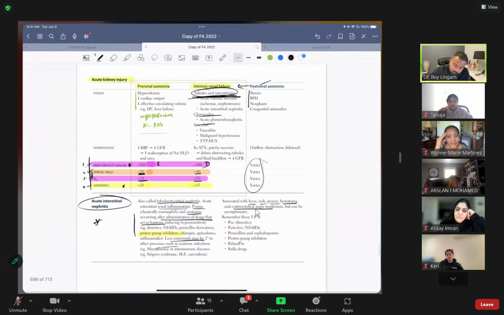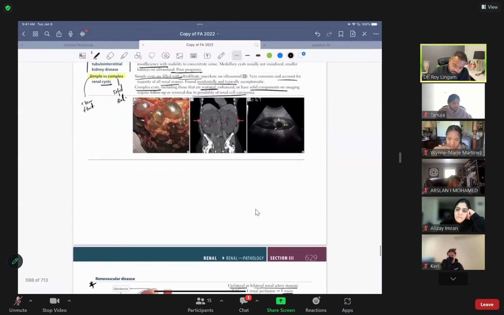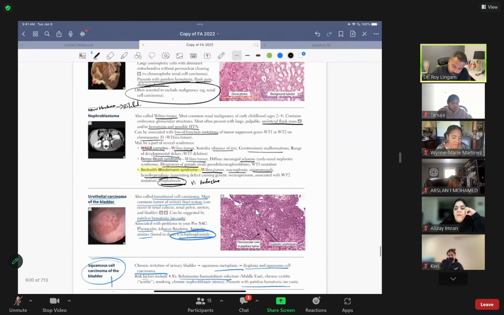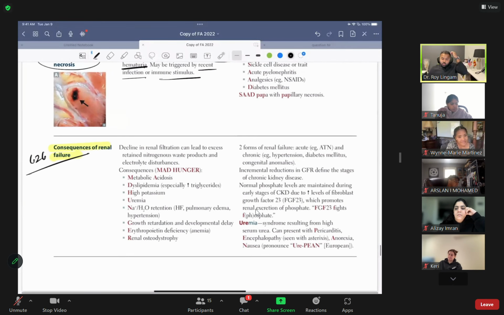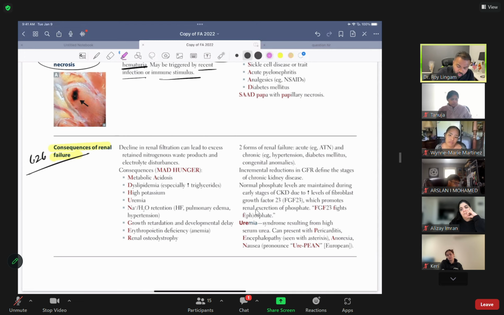Oops. If you know that, then we're going to go for, where is that page? I just went to here. Consequences of renal failure. Now, once a patient has a renal failure, they will develop all these consequences, folks, okay? We should be able to explain each of these consequences.